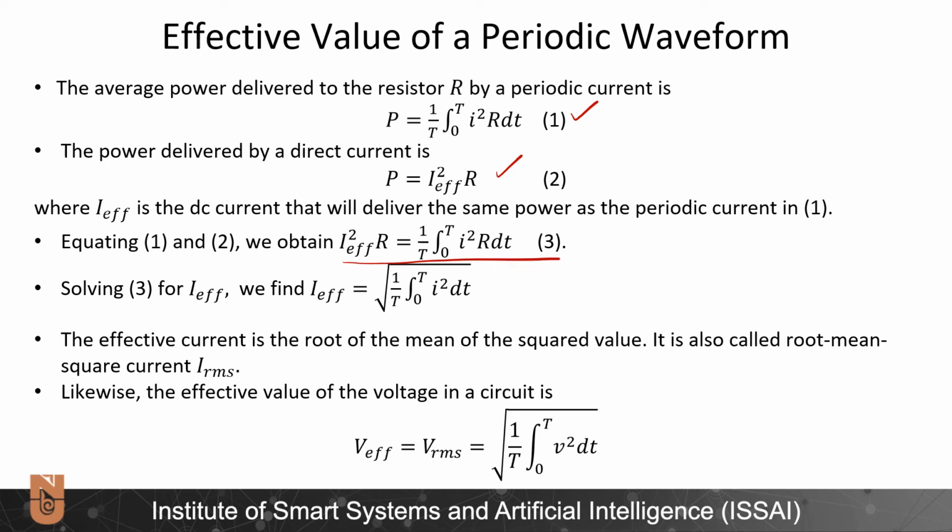And if I solve this expression for I effective, we get the square root of 1 over T times integral from 0 to period T i squared dt. The effective current is the root of the mean of the squared value. Therefore, it is called root mean square current, IRMS. We can also find the VRMS using the same methodology.